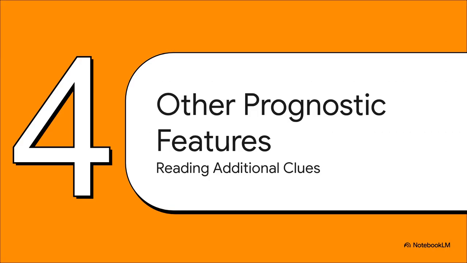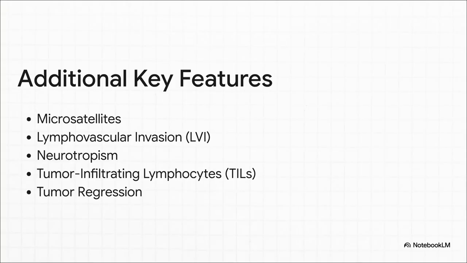All right, we've nailed the big three, but the story doesn't end there. The tumor gives us a bunch of other clues about its behavior, and these additional features provide really important prognostic information that has to be in your report. So you're also on the lookout for things like microsatellites, lymphovascular invasion, or LVI, and neurotropism. You also need to comment on regression and something called tumor-infiltrating lymphocytes, or TILs.